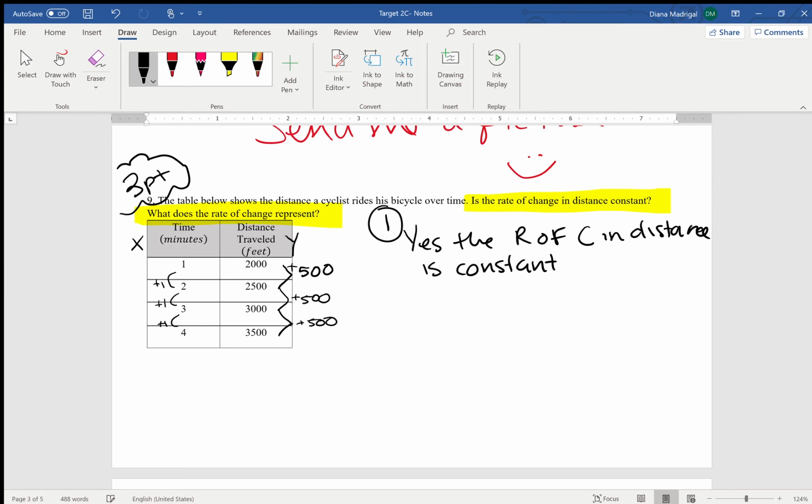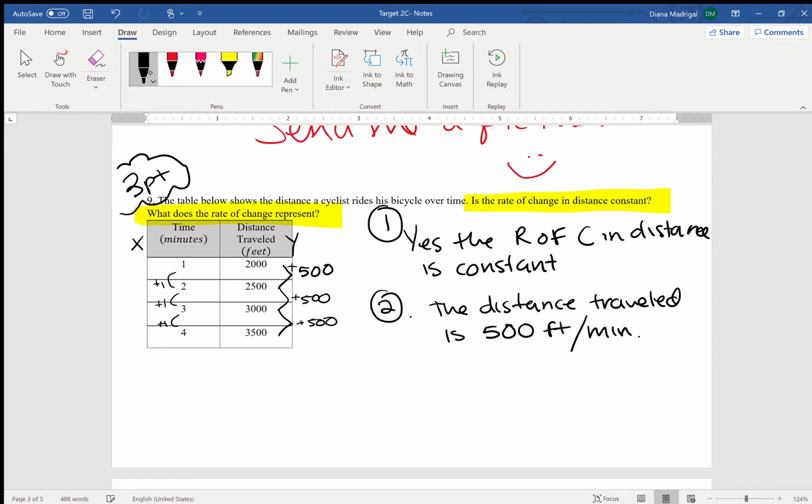This is 1 point. 2 points. Question number 2, what does the rate of change represent? Well, the rate of change represents that the distance traveled is 500 feet per minute.